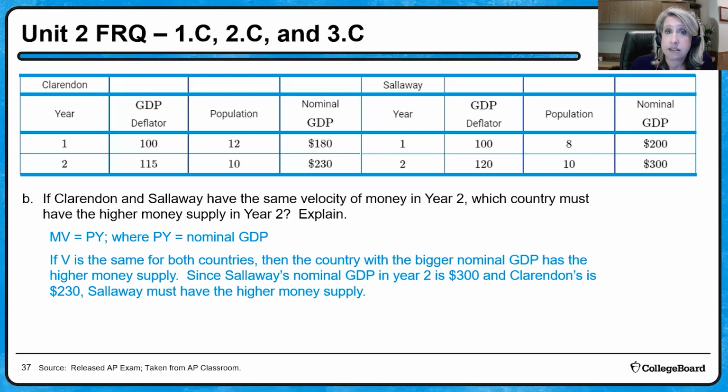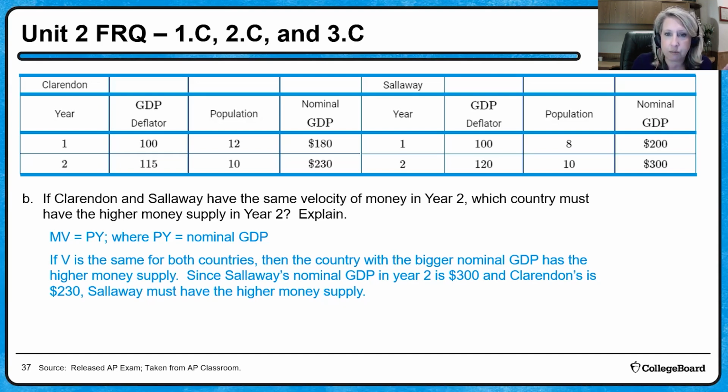Our next question asks about the velocity of money. So the minute you see velocity, you go, oh, that's MV equals PQ or MV equals PY, where M stands for the money supply, V stands for the velocity of money, and P times Y is nominal GDP, right? It's the price level times real output. So if V is the same for both countries, then the country with the higher nominal GDP is the one that has to have the higher money supply. So that's the answer to our question.